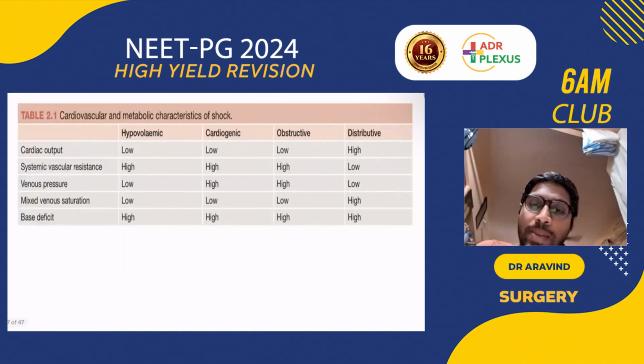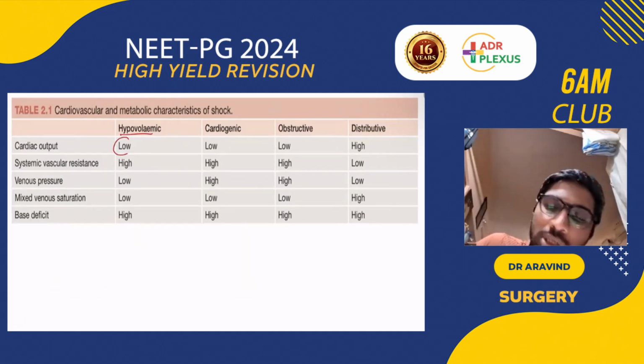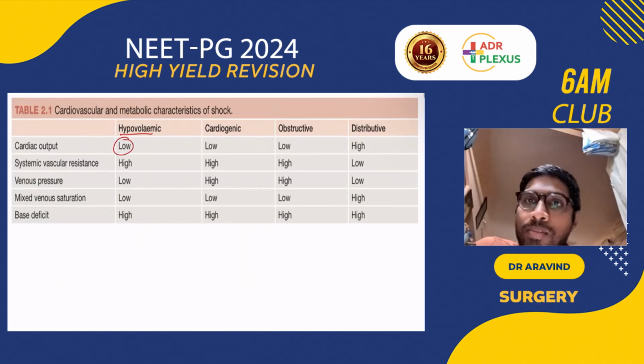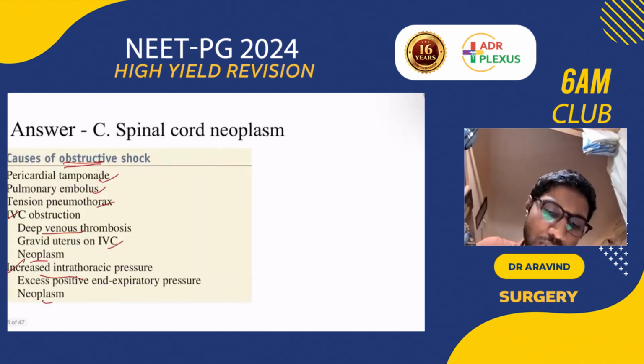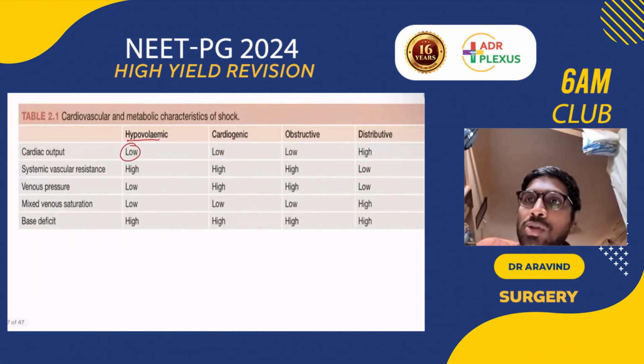And this is also a very important tabular column, from which multiple questions have been asked. So, in hypovolemic shock, the volume and cardiac output itself will be low. Yeah, tension pneumothorax also will cause compression.